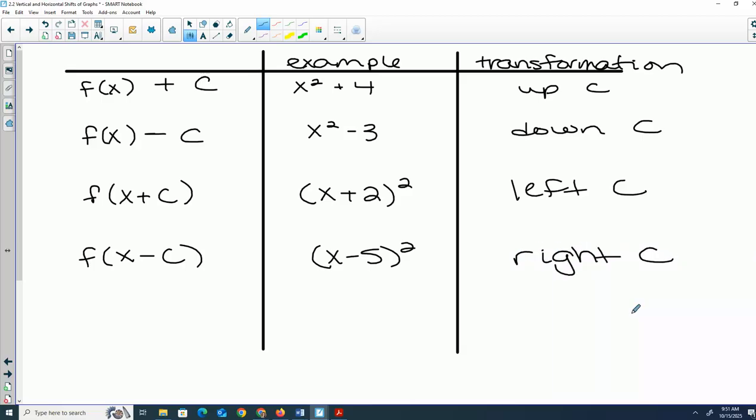Okay, inside. So if it's in the parentheses, it's changing our x, and it actually goes the opposite of what you think. So when you add, it moves it in the negative direction. It takes it to the left. When you subtract, it moves it in the positive direction. It goes to the right. So outside, y does what it says. Inside, x does the opposite. All right, so these are the rules that we're using today.